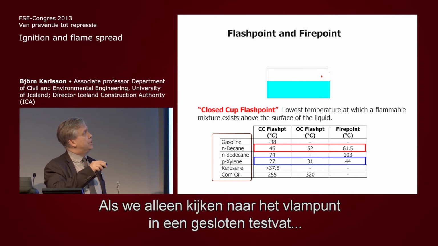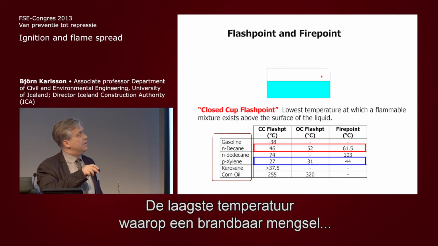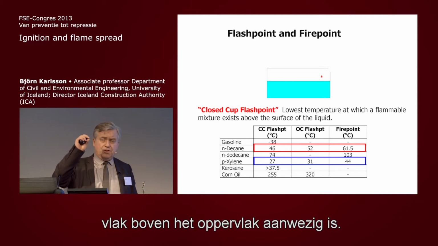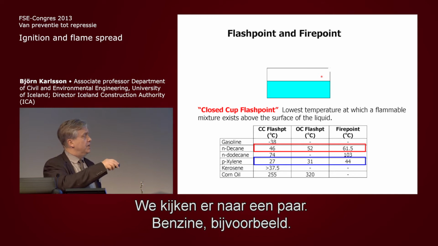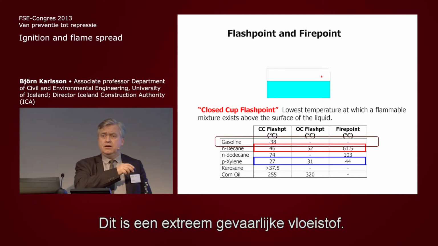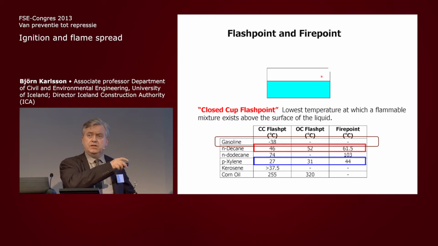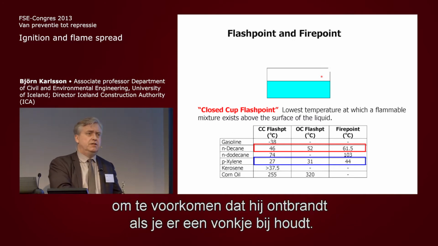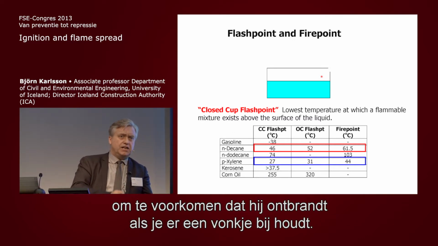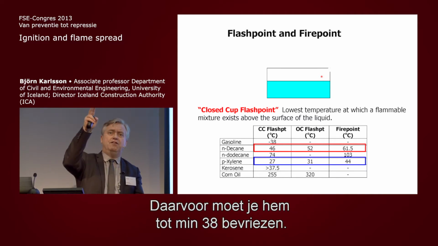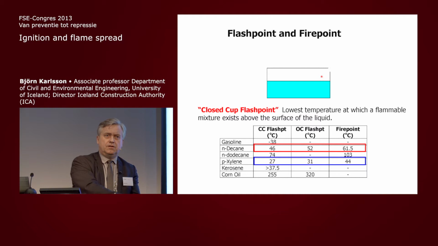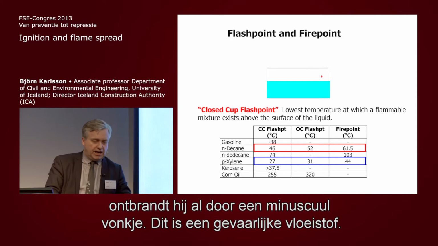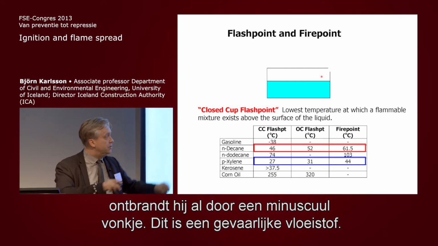So the closed cup flash point, if we just look at that, is the lowest temperature at which a flammable mixture will exist just above the surface. Let's have a look at a couple. Gasoline, for example, is an extremely dangerous liquid. You have to cool it down to minus 38 degrees if you want to make sure that this gasoline doesn't ignite when you put a little spark on it. If I have this liquid, gasoline, at room temperature, it just needs a tiny little spark and it'll ignite. So this is a dangerous liquid.